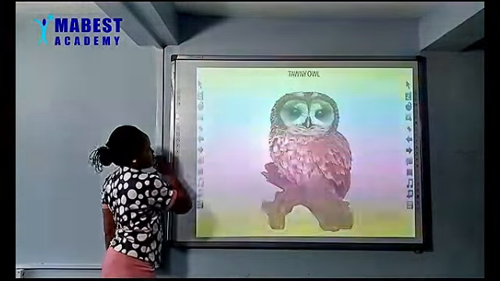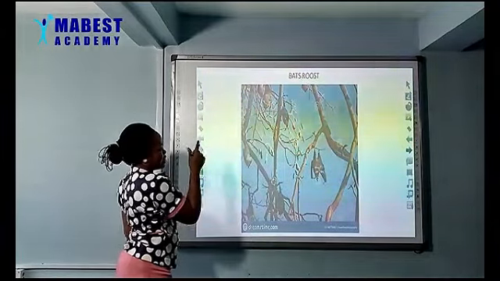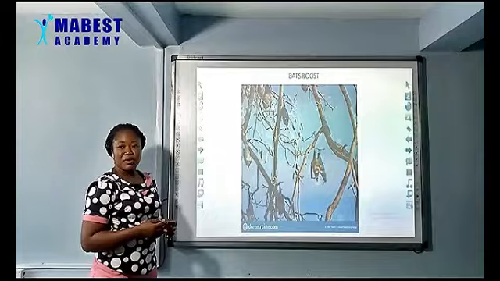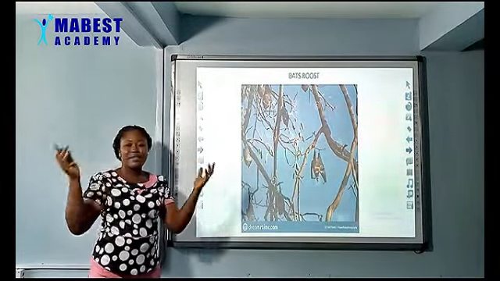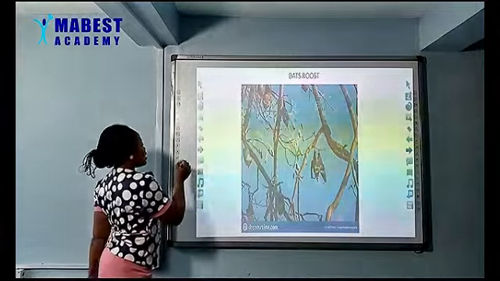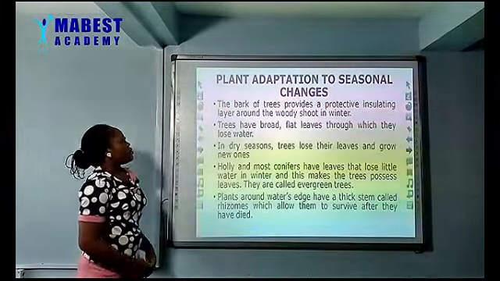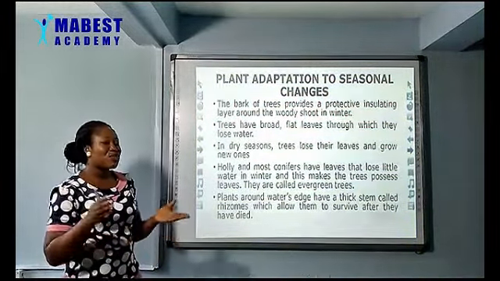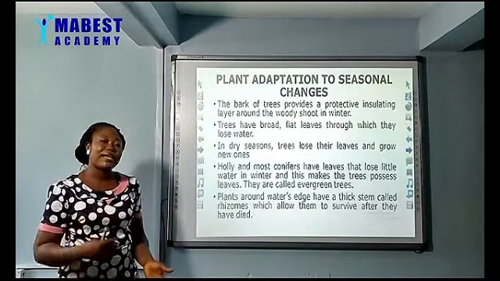Let's quickly check the picture of the bats roosting. You can see their head is down. During the day, they are just sleeping, but at night they become active. They will start flying and moving from one place to another. Now, that is all on plants and animal adaptations to daily changes, what they do day by day.